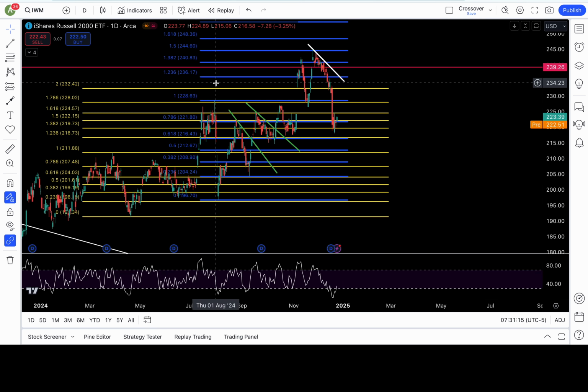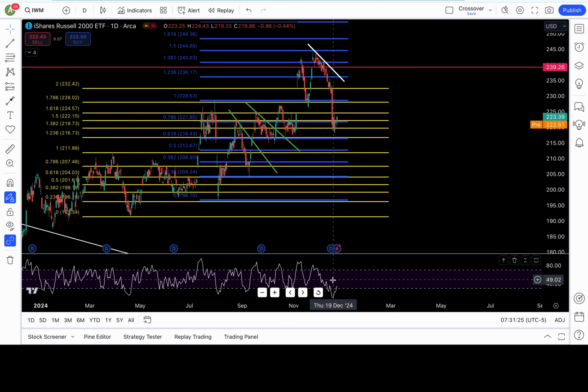IWM, it's consolidating a little bit, but I do have resistance at 224, 226, and 228. For this bounce to continue, it does have strength to do it. This RSI is not overbought. They're going to have to clear those resistance levels to put 230 and 232 plus in play.